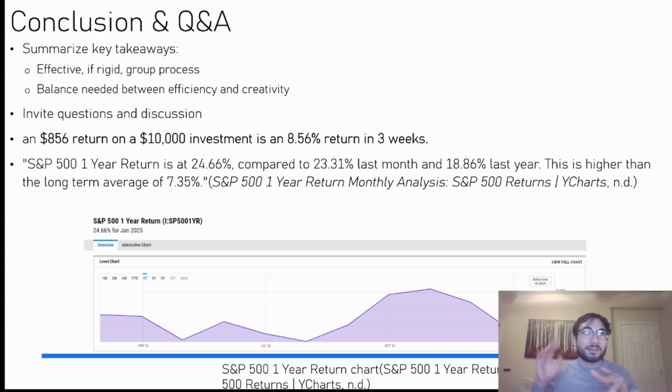If we compare this to the S&P 500, last year the return was 24%, which is pretty crazy, but long term the S&P average is 7.35%. So we achieved in 3 weeks what one year of holding in the Standard and Poor's 500 would give, which I think is an outstanding achievement. We did really well in our stock picking.